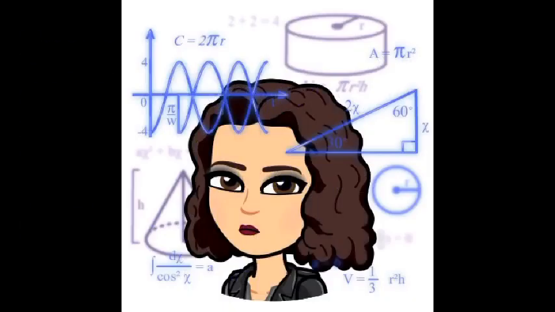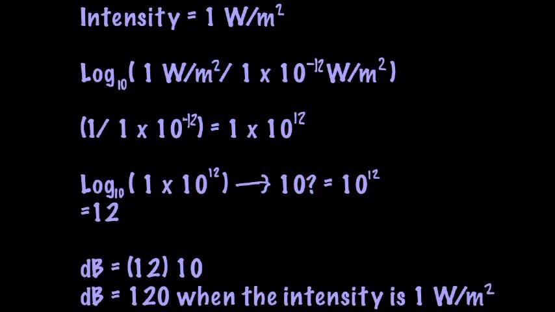Wait, don't freak out over that crazy formula. I'll take you through it step by step. Say you are given an intensity of 1 watt per meter squared. First, you will need to take the base 10 logarithm of 1 watt per meter squared over 1 picowatt. To do this, first calculate the intensity over the initial intensity. 1 over 1 times 10 to the negative 12th is 1 times 10 to the 12th. Now we have to take the base 10 logarithm of that.